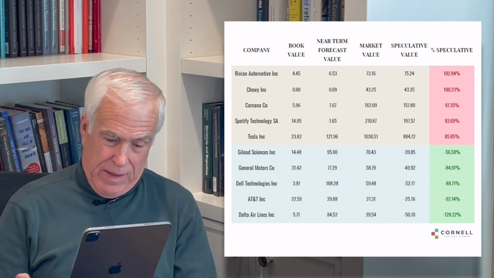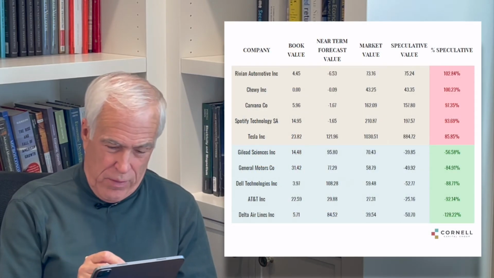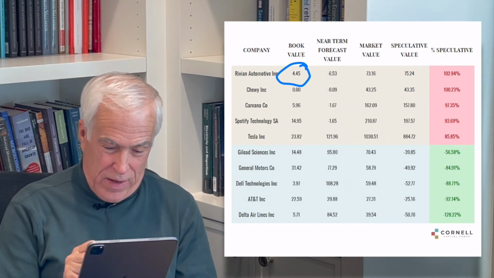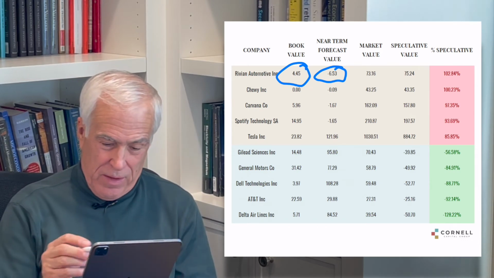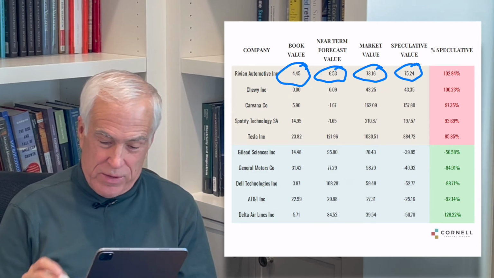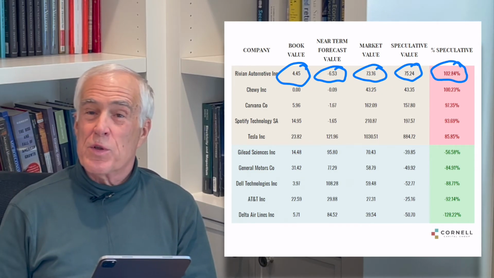So to see it in action, let's look at some real companies. At the top of the list here is Rivian Automotive. You've probably all heard of this. It's the new startup that makes electric trucks, just went public in a big fanfare and was worth more than Ford Motor Company right out the gate before it sold a car. The book value per share of Rivian Automotive is $4.45. The near-term forecast value happens to be minus $6.53. That's because Rivian is forecast to lose money in the first couple of years. The market value is $73.16. So when you take the difference, the speculative value is $75.24. And you see that 102% of Rivian's market value is the speculative value.